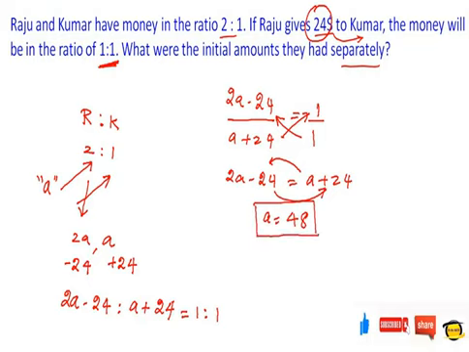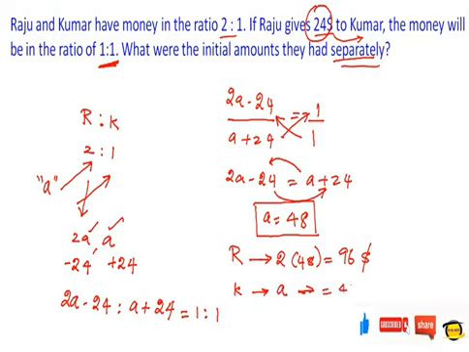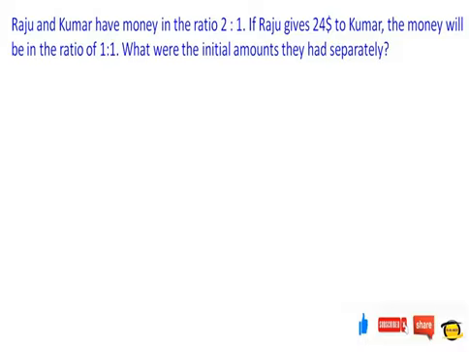Now what is the question? What were their initial amounts they had separately? So which was assumed as 2A and A, right? So the money which Raju was having was 2 times 48, and that is equivalent to $96. What about Kumar? Kumar is having just A amount of money, and that is equivalent to $48.